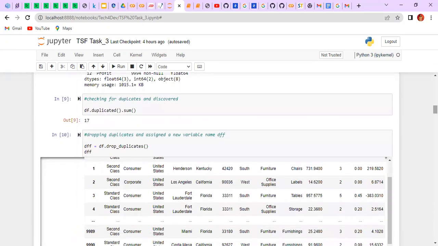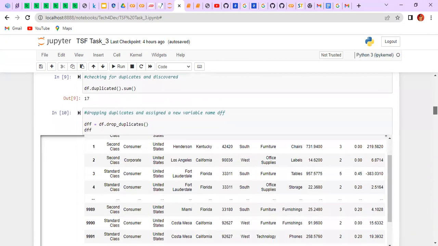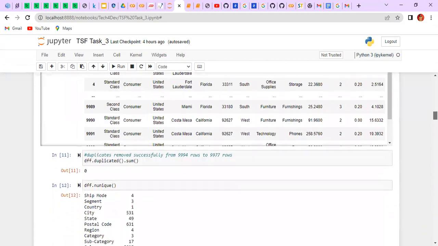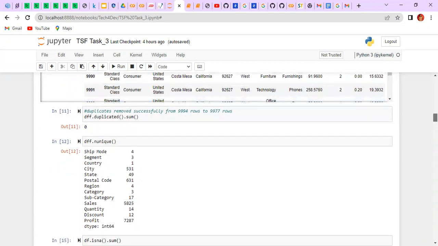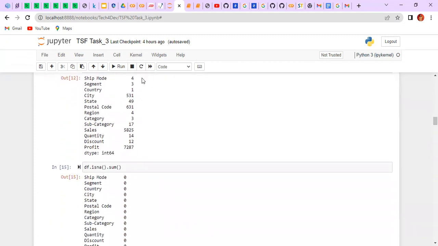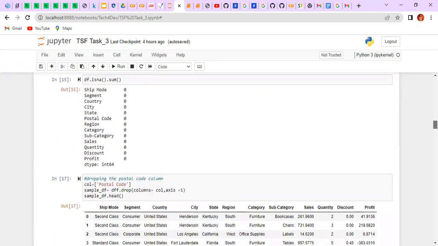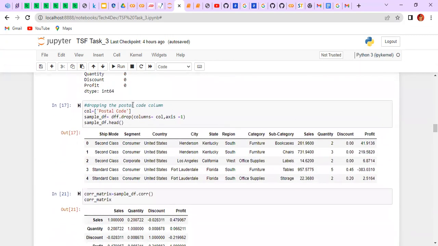I had to check for duplicated values, and I found out that there are 17 duplicated values. I had to drop them. I did that, and then checking, I found that I've dropped them, so there are no more duplicated values. I checked for nunique, and I got these values. I checked if there are any null values in the data set, and there were no null values. I dropped the postal code column because I don't think I'll be using it.